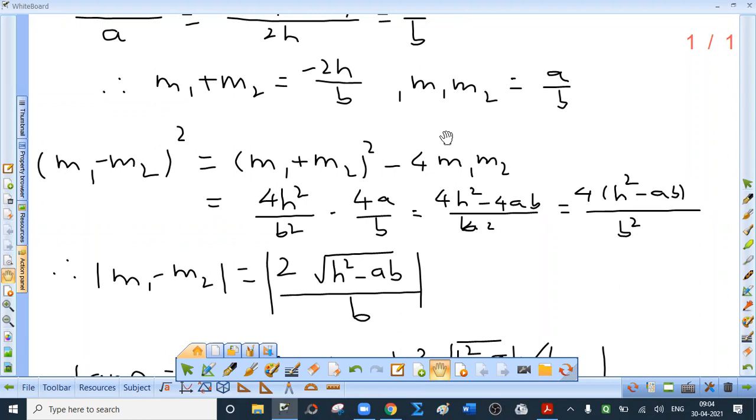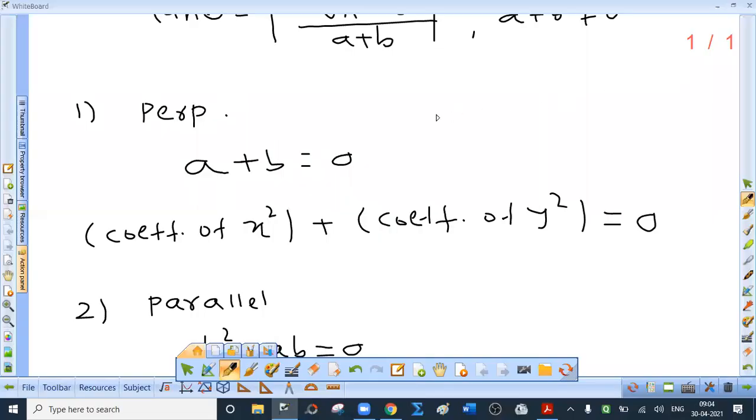But what is a? Coefficient of x square. What is b? Coefficient of y square. What is the criterion? a plus b should be 0. That is, coefficient of x square plus coefficient of y square equal to 0.